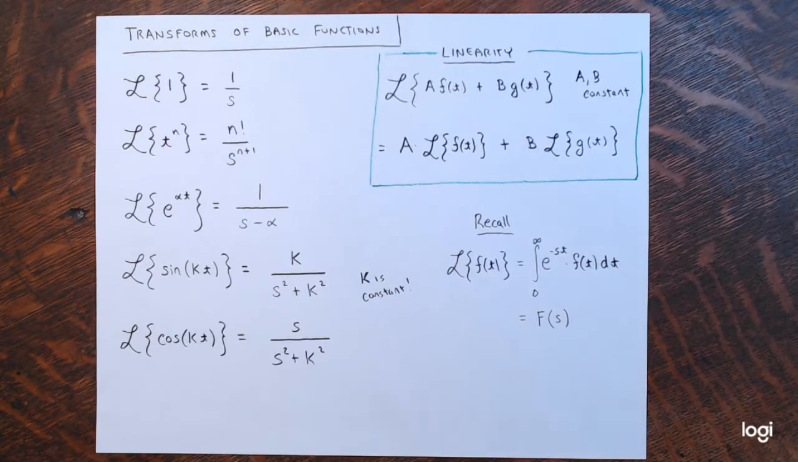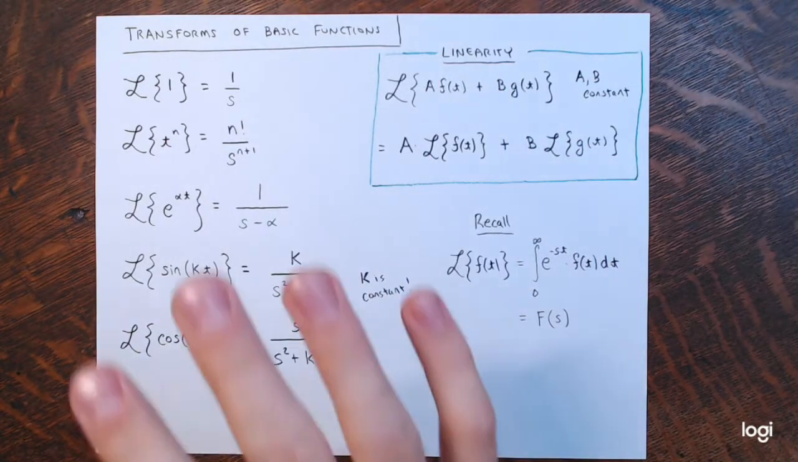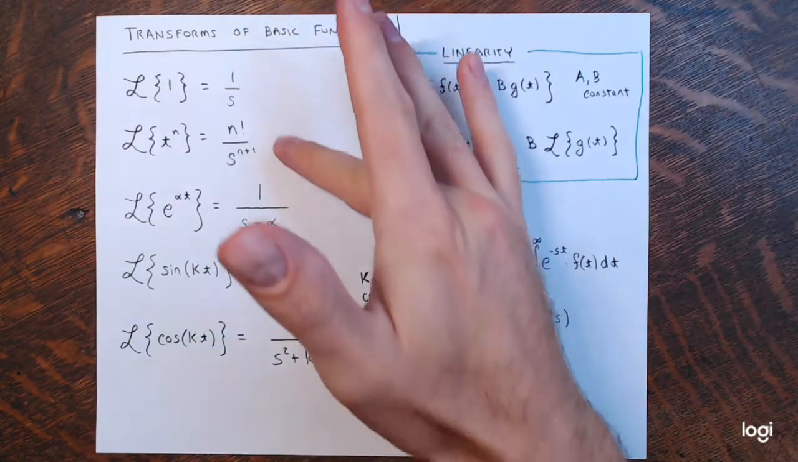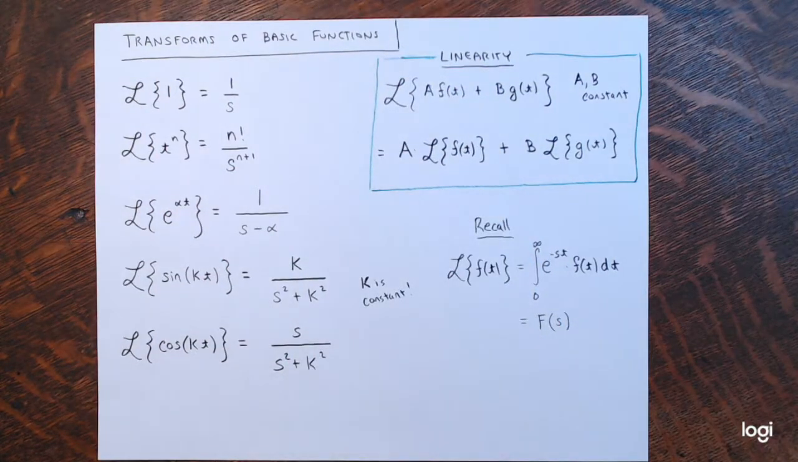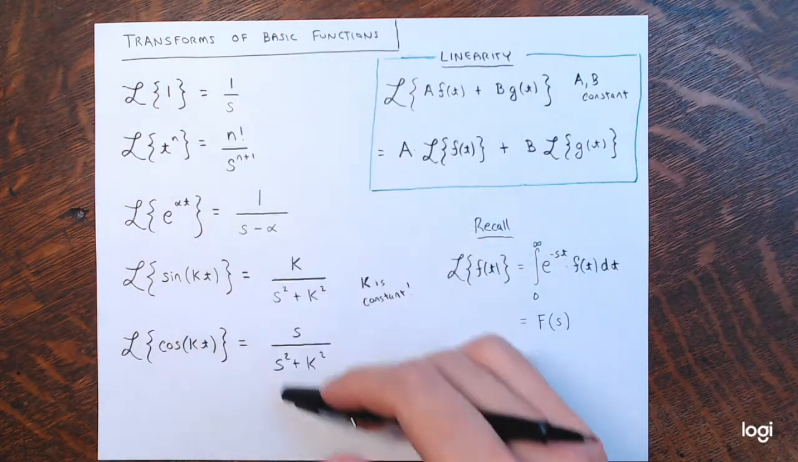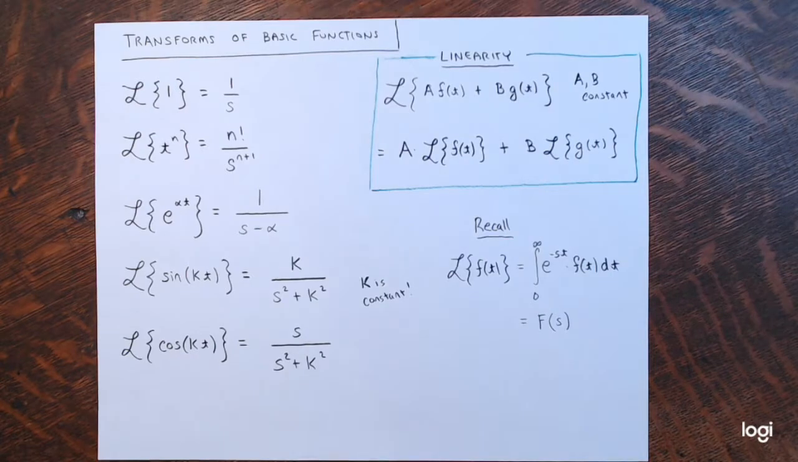Again, I'm going to refer back to this, but I would recommend memorizing at least these 5. You might find some tables in other texts with other functions as well in a list of transforms of basic functions, but I'd recommend memorizing at least these for now.